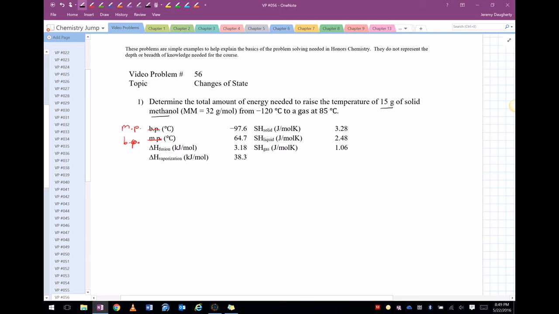First of all, on your notes, there's a problem. The melting point should be negative 97.6. The boiling point should be 64.7. Had those switched, so sorry about that. So go ahead and make that change.